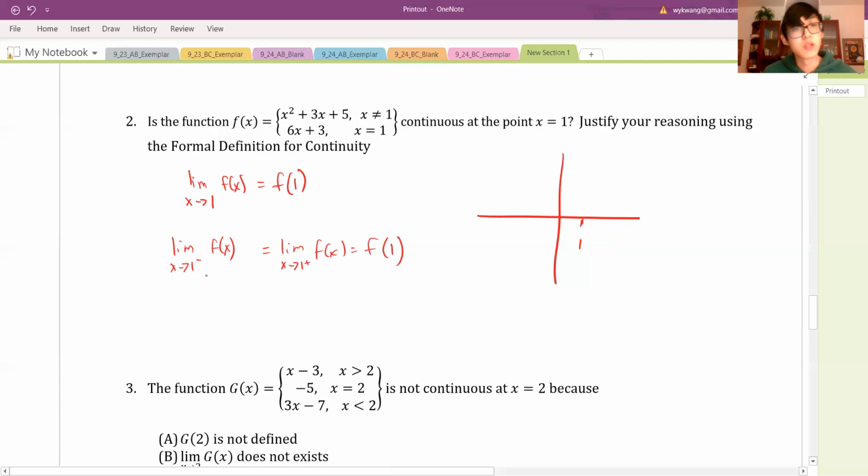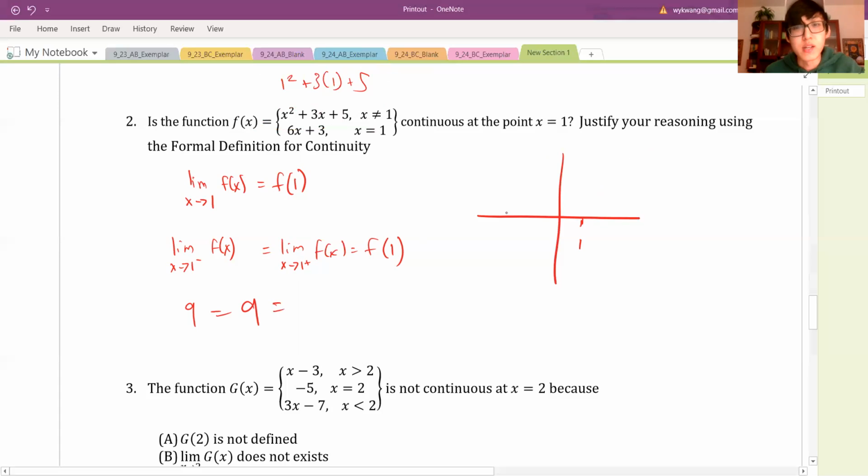So the limit as x approaches 1 from the left. Well, that's still this function, so let's just plug in 1. It's going to be 1 squared plus 3 times 1 plus 5. So that's 1 plus 3 plus 5, which is 9. And from the right, I'm using the same function, because I'm still in this x not equal to 1 domain. I'm going to use the same equation, 1 squared plus 3 times 1 plus 5. So from the left and the right, it's coming to the same point because we're using this same function. Cool, hopefully that makes sense.